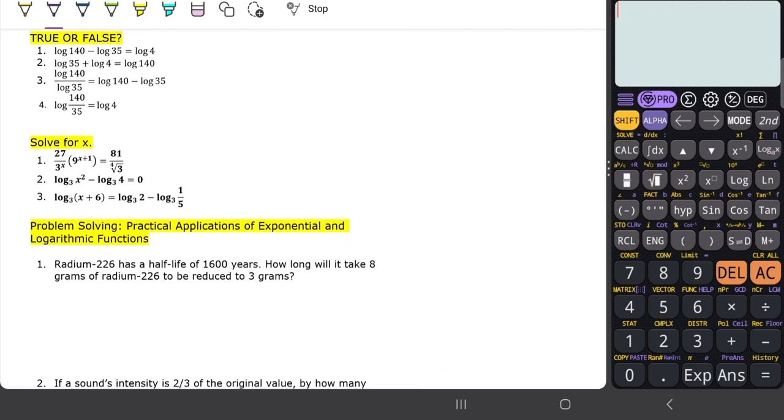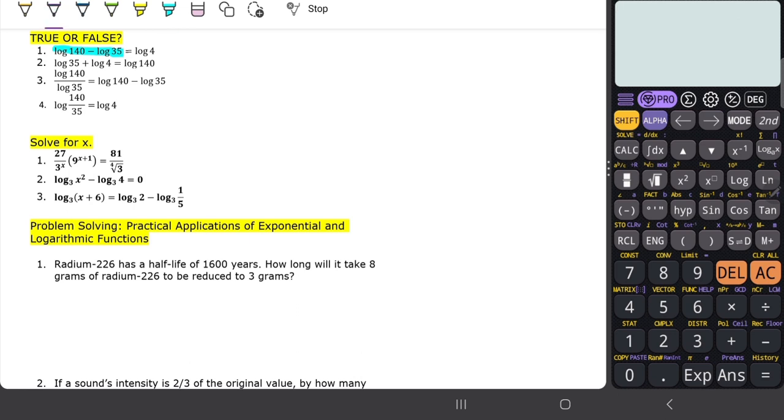Next, set true or false. So we have 4 items here. We are going to check if these equations are true or false. Number 1. The log of 140 minus log of 35 is equal to log 4. Now, let's look at the left side of our equation first. Okay? So, log 140 minus log 35.